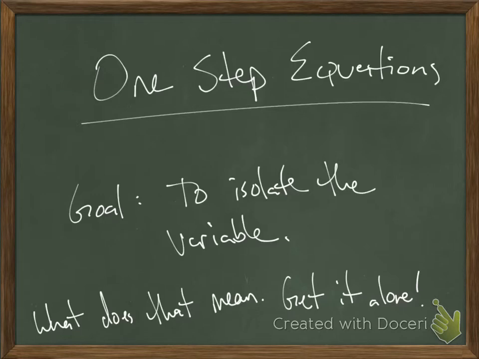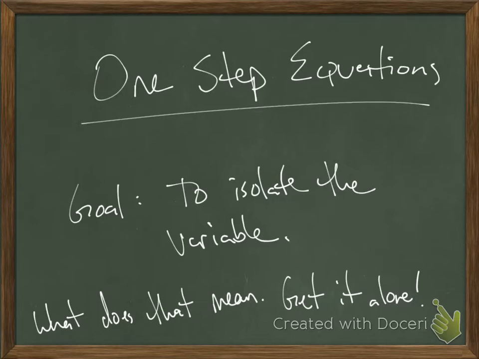And so as you're doing equations, I want you to keep the goal in mind. The goal is to isolate the variable. And what that means is we need to get the variable by itself. Pretty much there's a missing piece. We want to know what that missing piece is. And we want our answer to say something like, our missing piece is this.